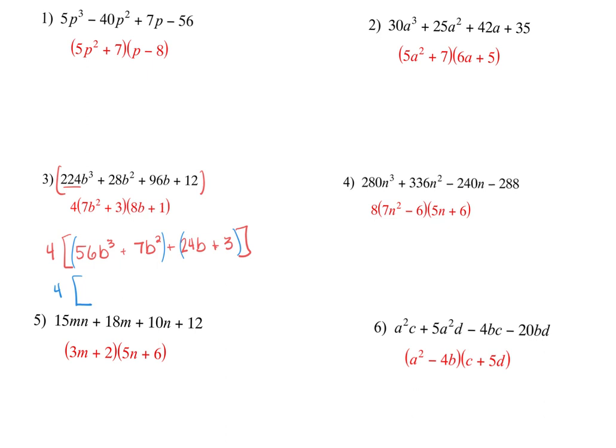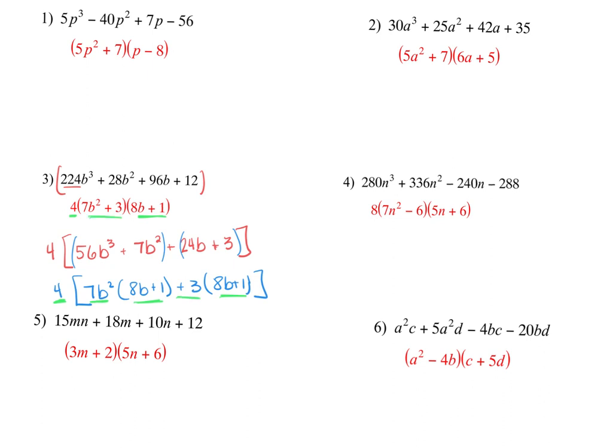Factor out your common factors there. 7b squared will come out of both of those. You're left with 8b plus 1. 3 will come out of both of those. You're left with 8b plus 1. And then when you put it into final factored form, you have the 4, which is where you get this 4. You have the 8b plus 1, which is what they have in common. And then what you have left over is 7b squared plus 3.